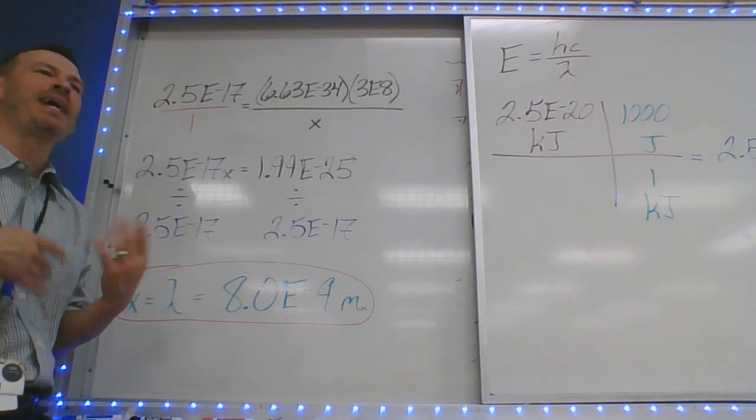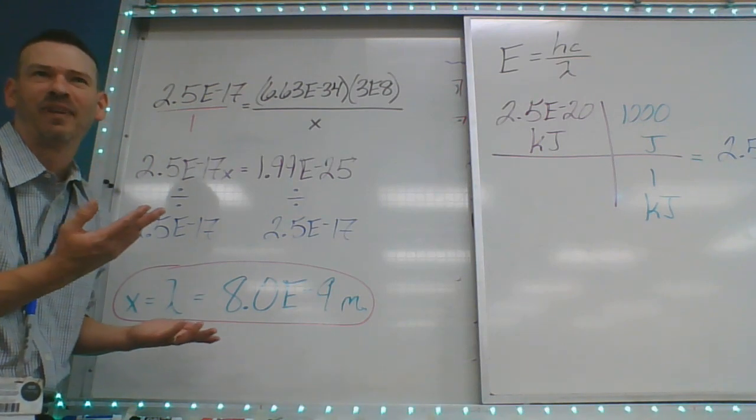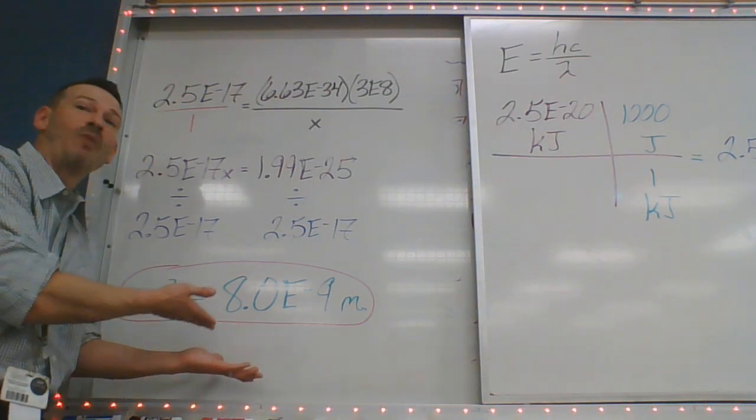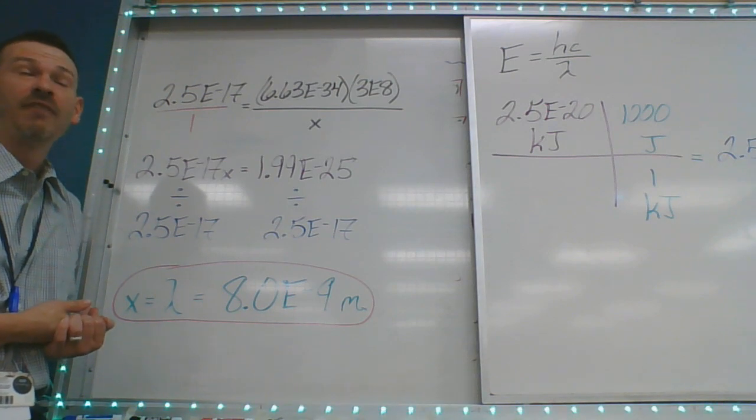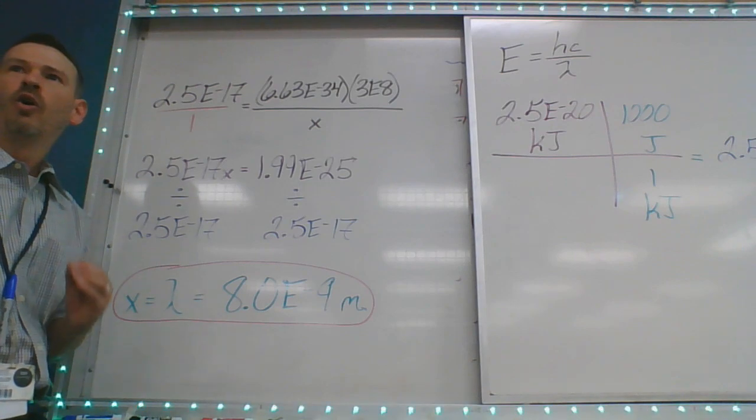Now, if you got 7.99, blah, blah, blah, you did it right. You have to round it to sig figs. So that's the rounding stuff there. If that's your only issue, that's awesome. That's easily fixed. Questions?